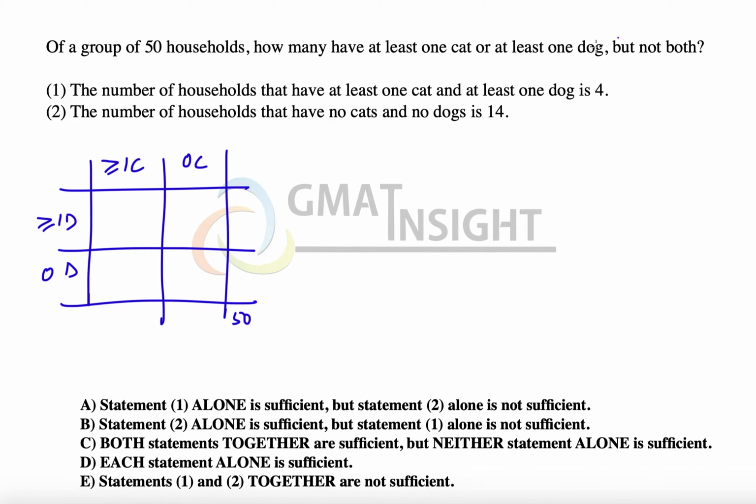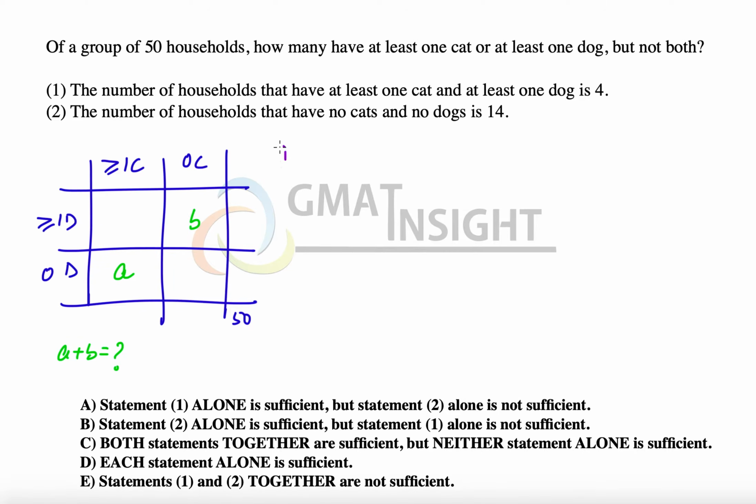The question is asking how many have at least one cat or at least one dog but not both, which means the question is simply asking either this place or this place. Alright, so we have to find out the sum of A plus B. That means they should not have this and they should have at least one cat or at least one dog. Now let's start looking at the first statement.